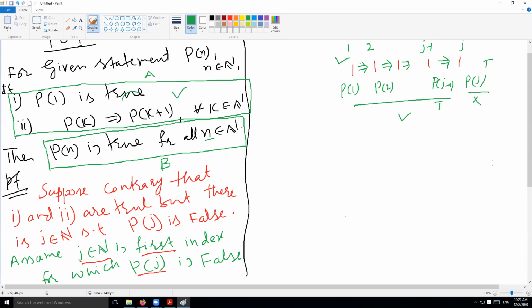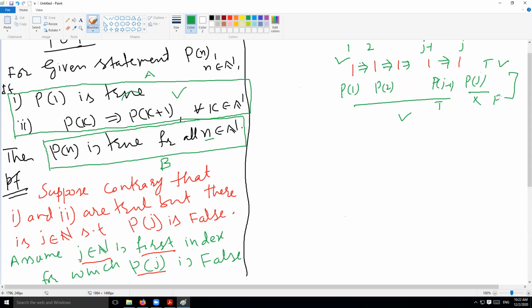Are you getting my point? If the J minus 1th statement is true, and every K implies that K plus 1 is true, then this is going to imply that the Jth statement is also true. Now we had a trouble with the Jth statement. At one instance we are saying it is false. At another instance we are saying it is true. So that's a contradiction.